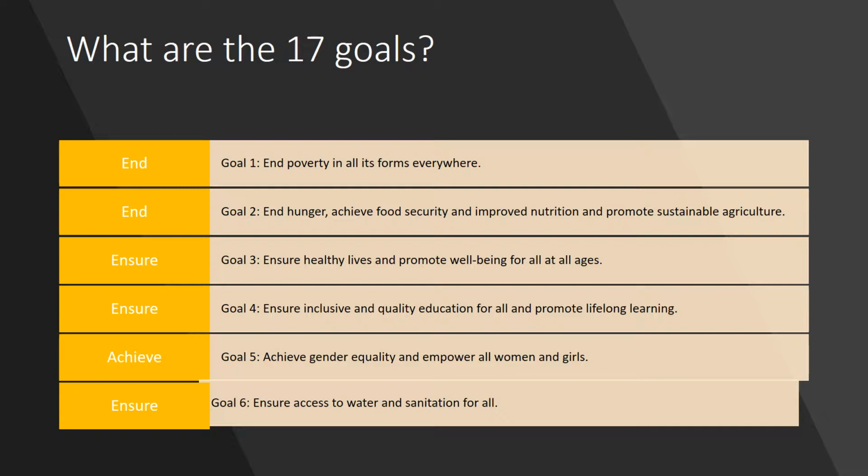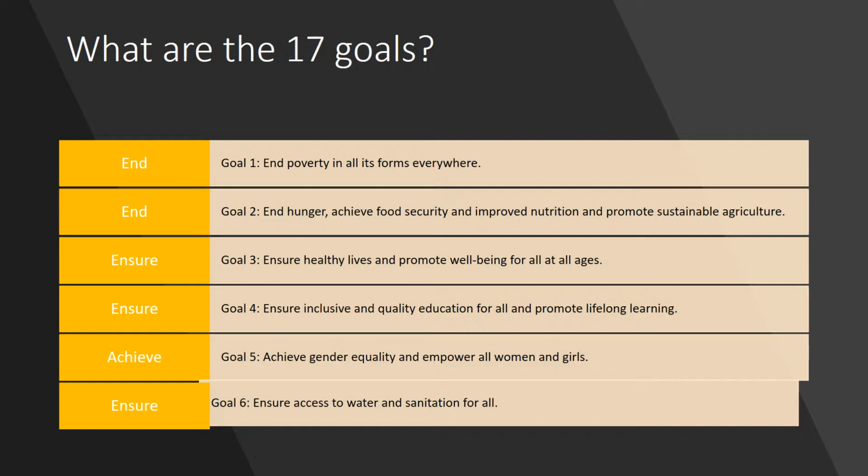everywhere. The second goal is end hunger, achieve food security, and improve nutrition and promote sustainable agriculture. Goal number three, ensure healthy lives and promote well-being for all at all ages. Goal number four, ensure inclusive and quality education for all and promote lifelong learning. Goal number five, achieve gender equality and empower all women and girls.